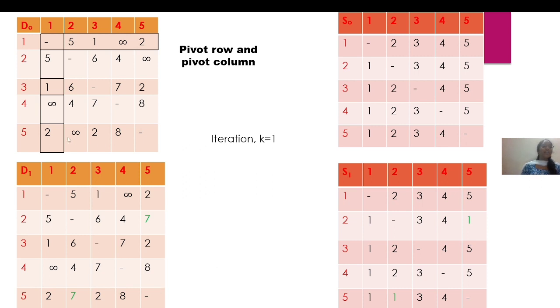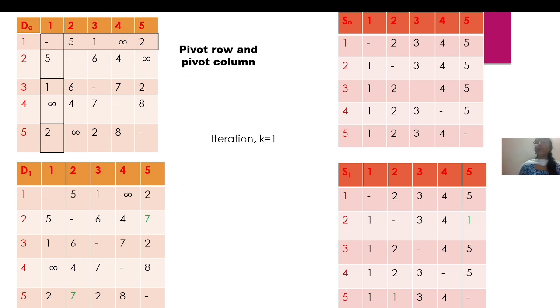Next 2, that is 2 plus infinity, 2 plus 1 is 3. 2 is less than 3. So 2 is written in the same form. Next 8. 2 plus infinity is infinity and this 8 is less than infinity. So 8 is written. Only wherever there is a change in the D1 matrix, we are going to change the S1 matrix with the iteration number we are in. That is, we are in k is equal to first iteration.